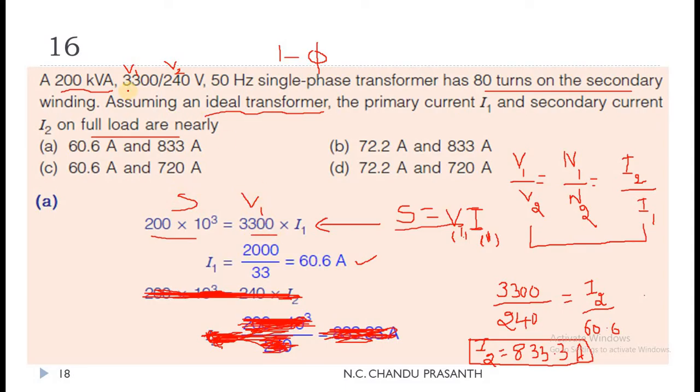V1 value 3300 and I1. We have to find out I1. I1 equal to 60.6 amperes. From the transformer, we have already found the I1 value.